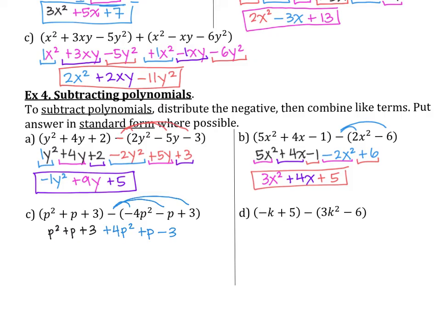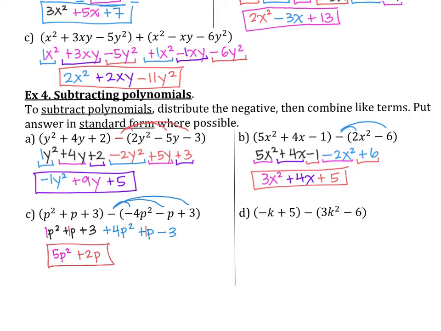Okay, then just look for the like terms. See, 1p squared plus 4p squared is 5p squared. 1p plus 1p is 2p. 3 minus 3 is nothing, so I'm going to leave him off. He canceled himself out.